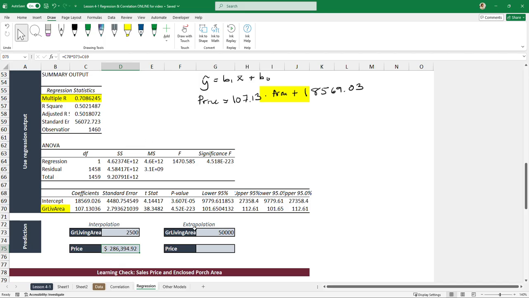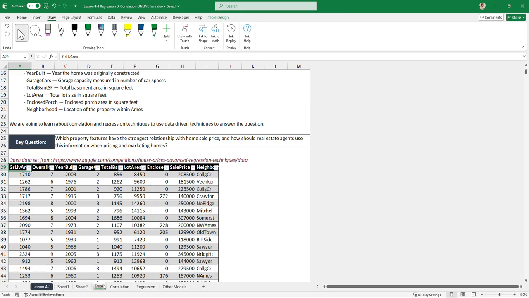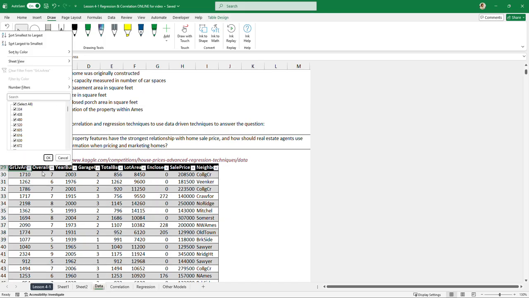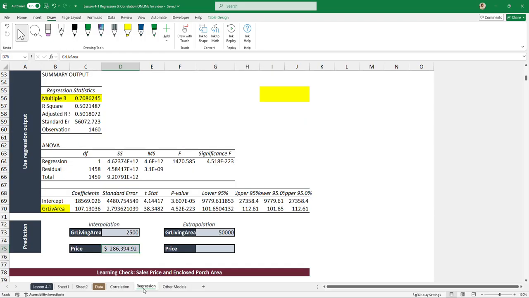But what if you want to predict outside of the range of data? Remember I said that the highest living area we have is about 5,000 square feet. What if we wanted to make a prediction for a house that's 50,000 square feet? And this is actually a real house that I chose. It's like Drake's mansion in Toronto is estimated to be about 50,000 square feet. So let's see if this data predicts or what it predicts for the price of the house.